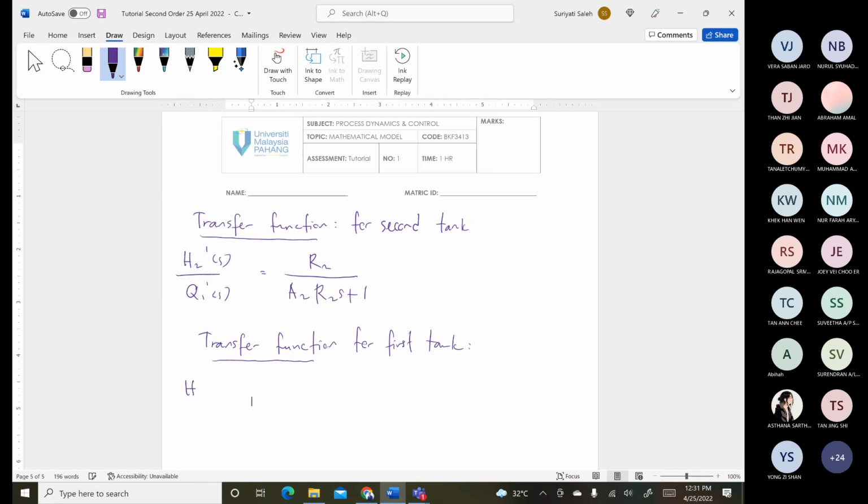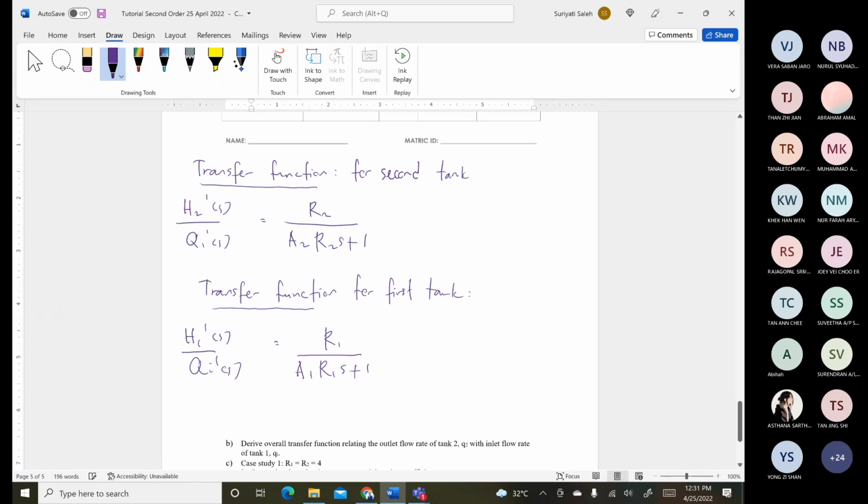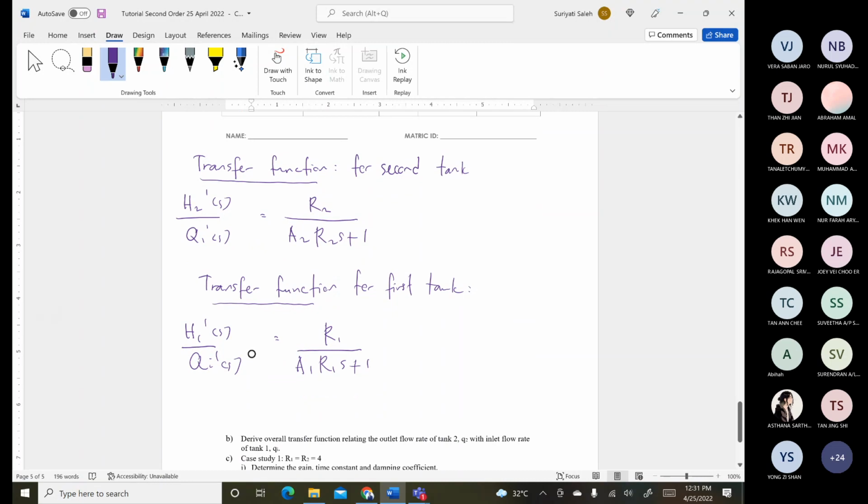So this one should be H1 prime S equal to R1 A1 over R1 A1 S plus 1. We can see, because this one represents one inlet and one outlet, and both tanks are identical, where you have the same shape, the same cross-sectional area.